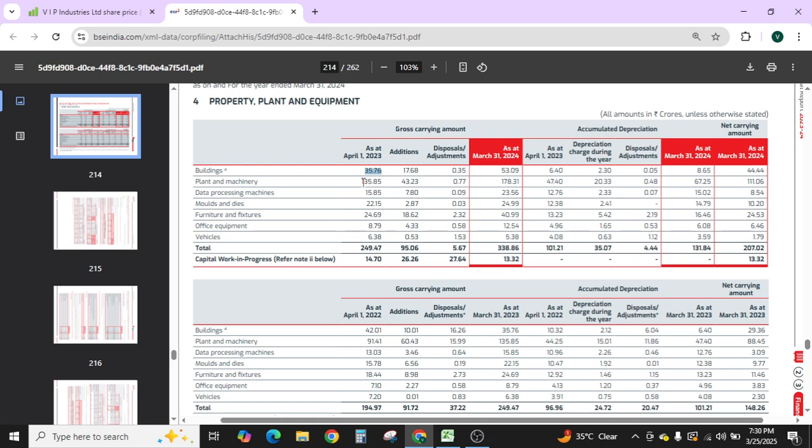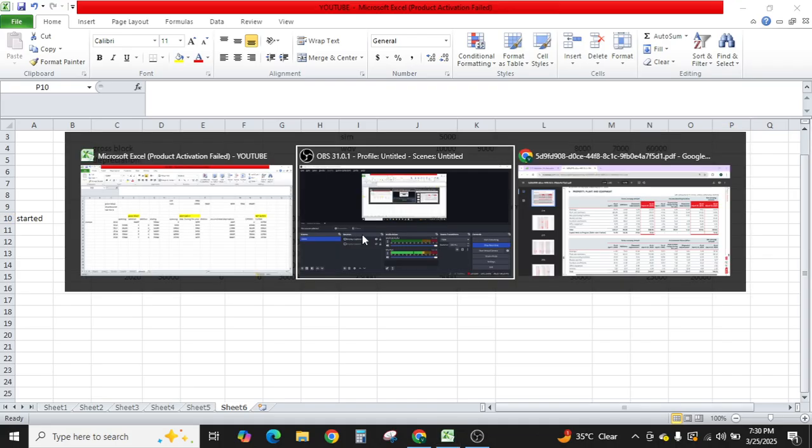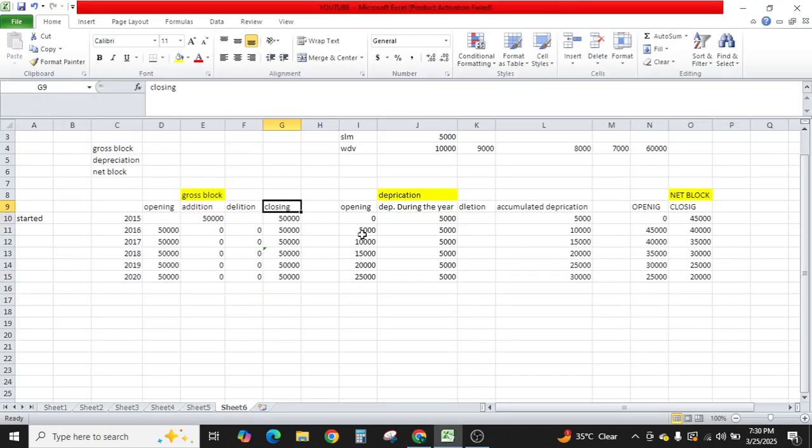Yeah, 35.76 cr. Plant and machinery is this. Data processing machine is this. Mold and dies are this. Furniture and fixture are 24.69. Office equipment is 8.79. Vehicle is 6.38. Same way which we have done in this, which is their opening.